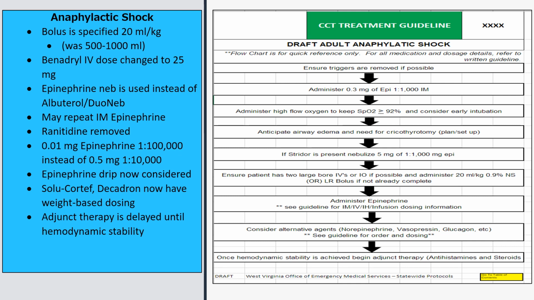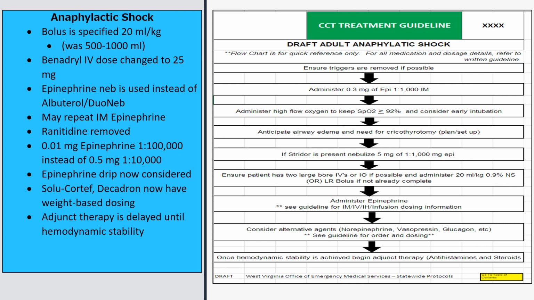If stridor is present, nebulize 5 milligrams of epinephrine 1 to 1,000. Ensure the patient has 2 large bore IVs or IO if possible and administer 20 milliliters per kilo of 0.9% normal saline, or lactated Ringer's bolus if not already complete. Administer epinephrine and see the guideline for dosing information. Consider alternative agents like norepinephrine, vasopressin, and glucagon. Once hemodynamic stability is achieved, begin adjunct therapy like antihistamines and steroids.